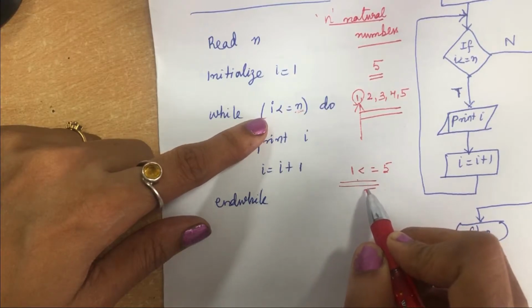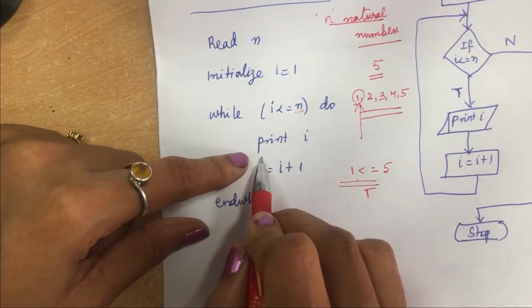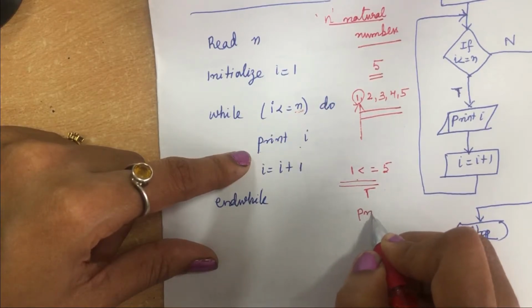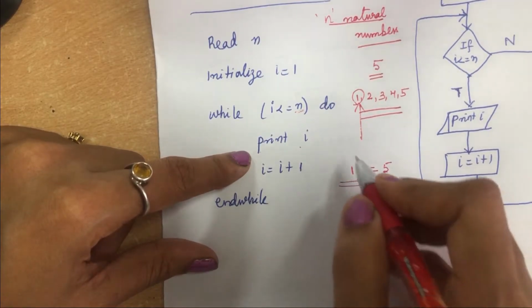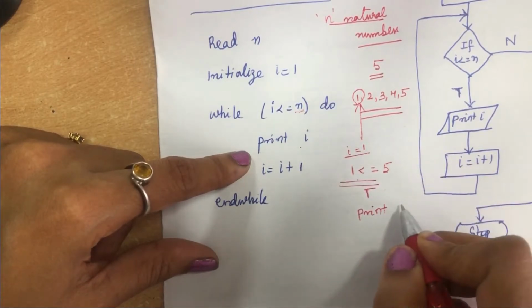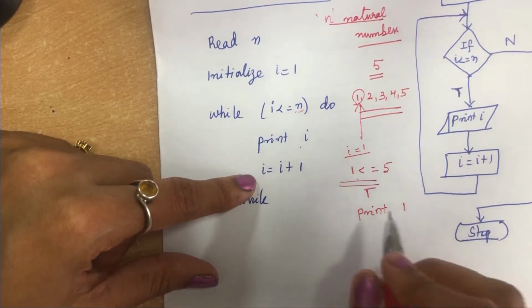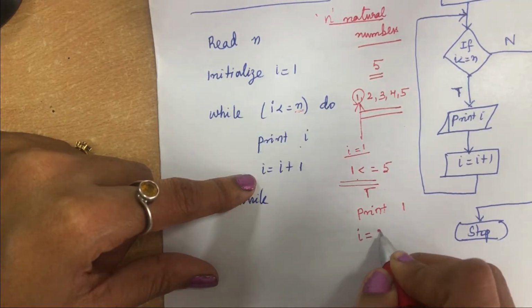When the condition is true, it goes inside and prints I. What is the I value? I is initially 1, so it will print 1 on the screen. Now I gets incremented: I is equal to I plus 1. So the I value will become 2.